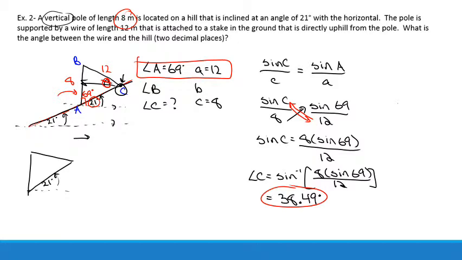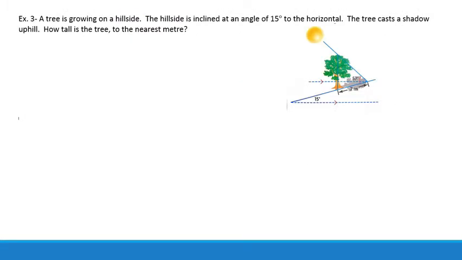Let's keep moving. A tree is growing on a hillside. The hillside is inclined at an angle of 15 degrees to the horizontal. The tree casts a shadow uphill. How tall is the tree to the nearest meter? All right, well, this is nice. You can see we have a diagram.